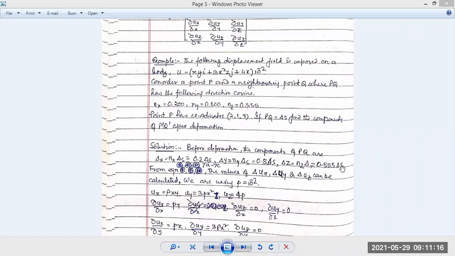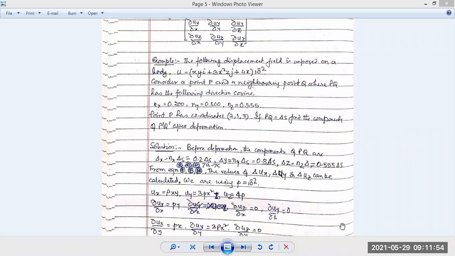It also changes its value, maybe very small, infinitesimally small, but it is different. So you have to calculate the change in the direction cosine, or the change in ux, uy, and uz, from the displacement vector of u. It is given here as xy i plus 3x squared z j plus 4 k, whole multiplied by p.